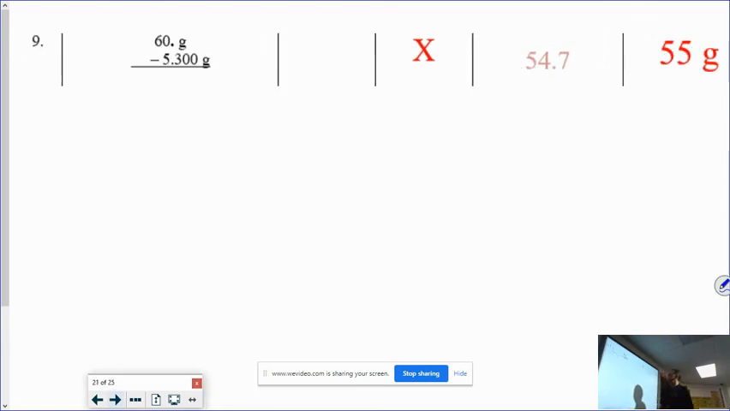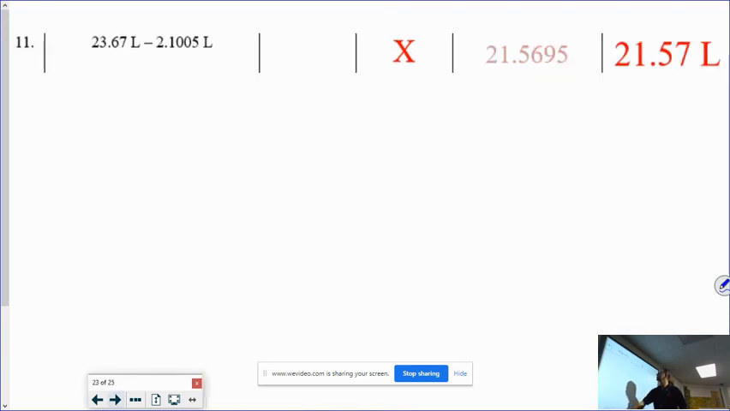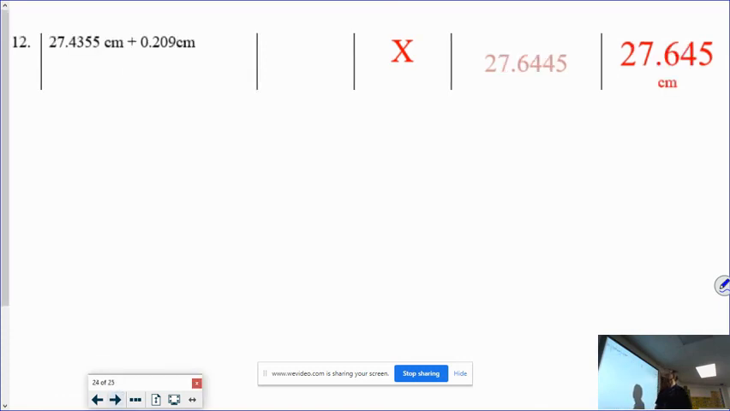Here's another one. Our degree of precision goes to the ones place, so our answer should go to the ones place. This one, the degree of precision stops at the tens place with that number, so our answer should only go to the tens place. In this problem, the least degree of precision is the hundredths place, so our answer should go to the hundredths place. In this problem, the degree of precision is the least in this number that goes to the thousandths place, so our answer should go to the thousandths place.